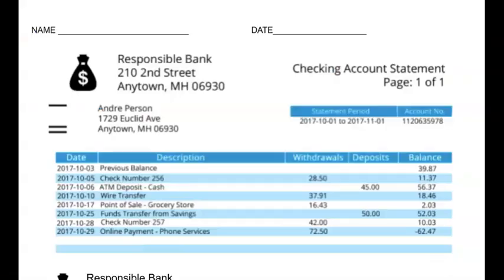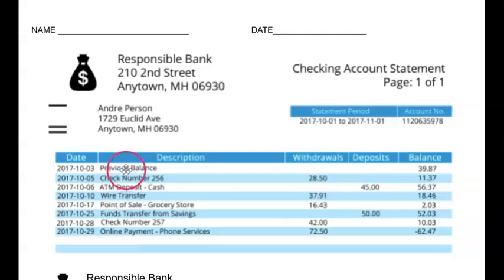All right, let's go to our worksheet. At the top, on the first page, we have a bank statement from the responsible bank to Andre Person. Here we see how Andre spent his money for the month of October in 2017.